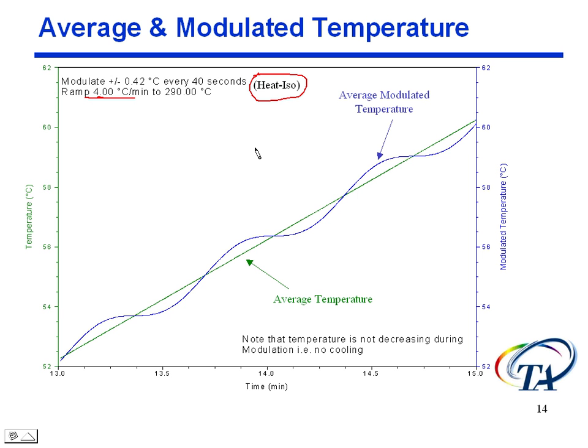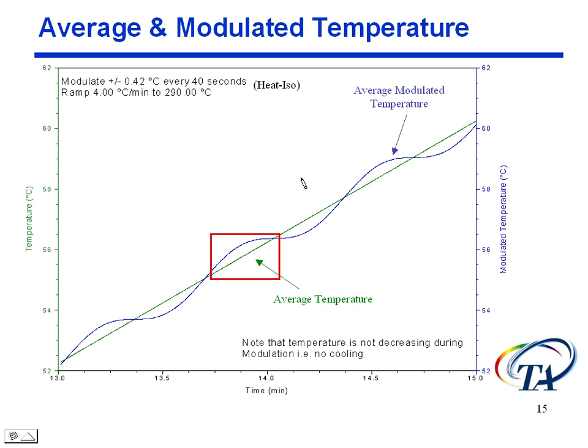If we do that, and we plot out our temperature in green, this is our average temperature, so this is going up, and the slope of this line is going to be our 4 degrees a minute. And here is our modulated temperature. So this is what we get from the modulation. But notice here we never go up and then down. We come up and iso. That's why we call this heat-iso. So we're never decreasing the temperature during the modulation. We're never actually adding any cooling to it.